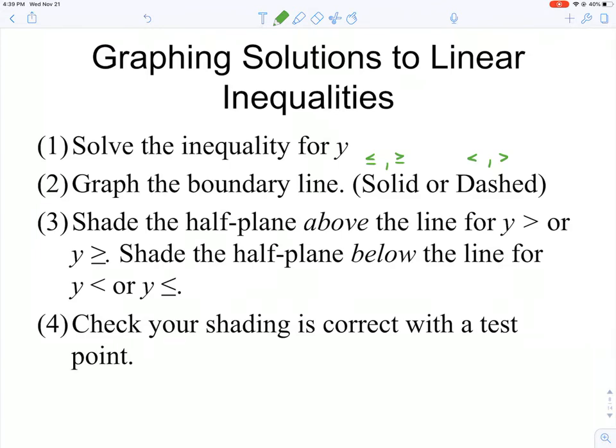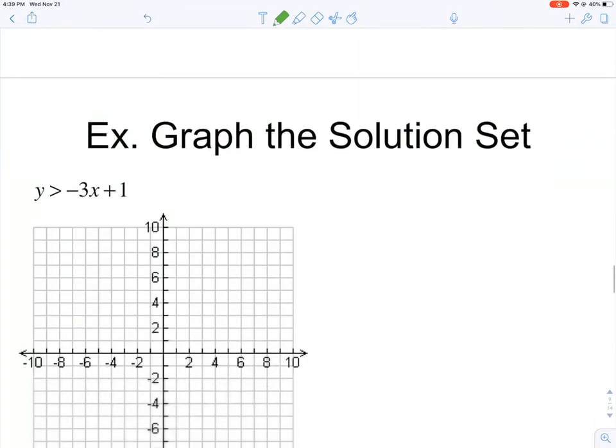Okay, and then you're going to shade the half plane above the line if y is strictly greater than or y is greater than or equal to, and you'll shade the half plane below the boundary line if y is strictly less than or y is less than or equal to. And then you can just double check that your shading is correct with a test point.